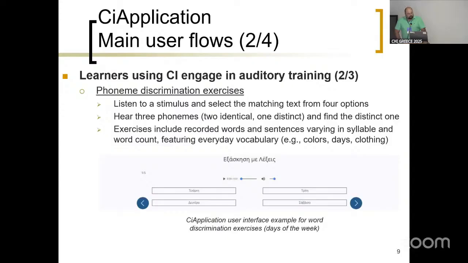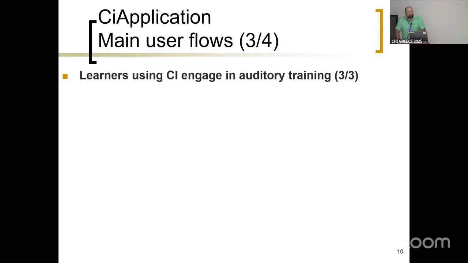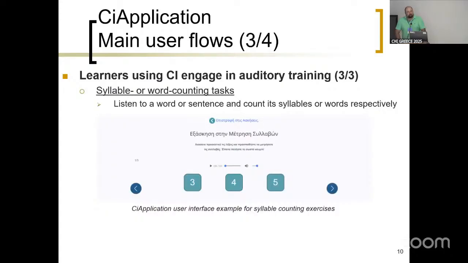Phoneme discrimination exercise. You listen to a stimulus and select the matching text from 4 options. You can see here, you can play the sound, you listen, and you need to select. Here it is for the days of the week, I think, yes. So you need to listen and select the appropriate answer. Of course, you get feedback, as I will say afterwards.